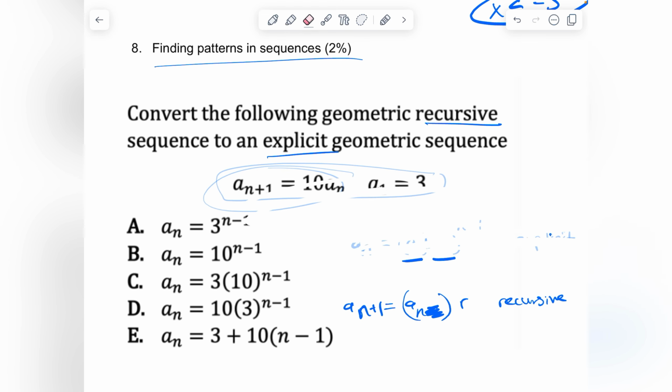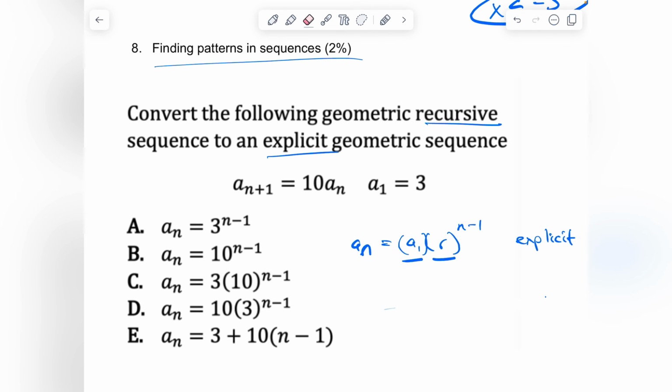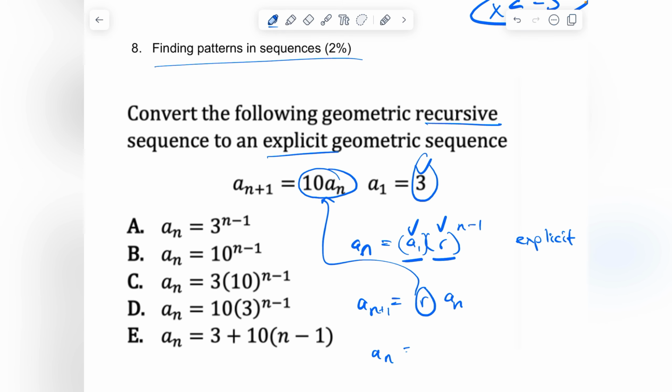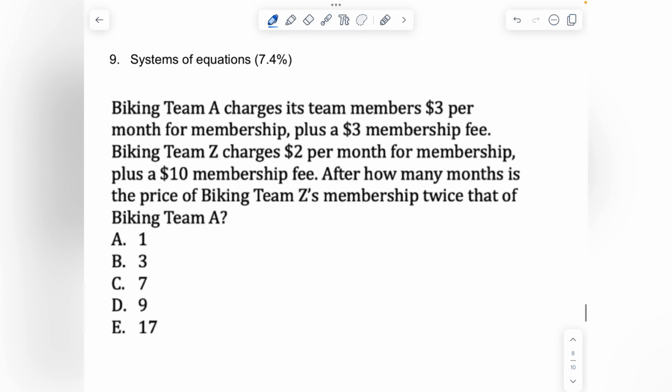So the way that you're going to convert it to an explicit is, again, what do you need for an explicit? You need to know two things: a1 and r. We already know a1, and we know that, like what I just showed you, a of n plus 1 is equal to r times a of n. We know a1, we know r, which is just 10. So you can actually find the explicit geometric sequence. A of n is equal to a of 1, which is 3, times r to the n minus 1. Simple as that. You just got to know what each is and convert.